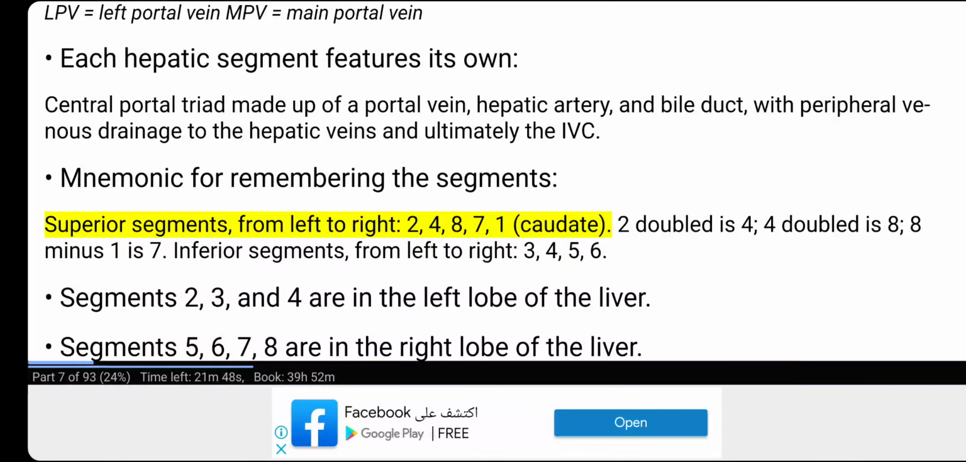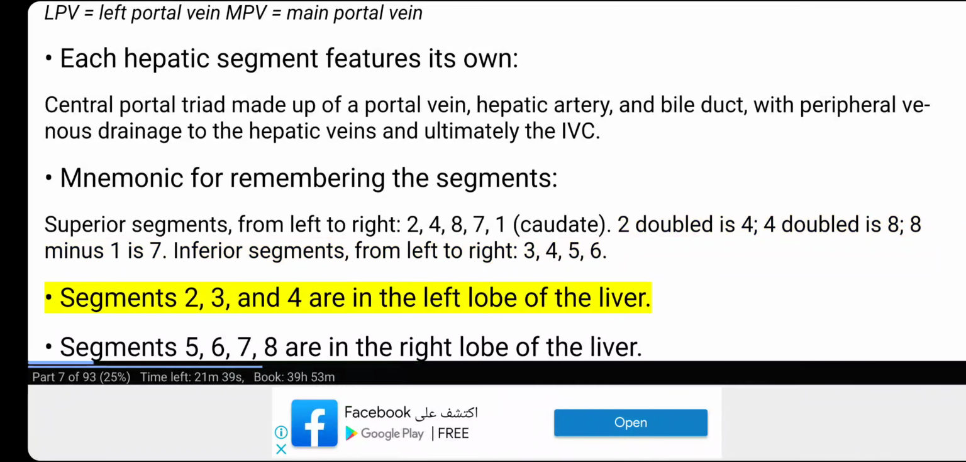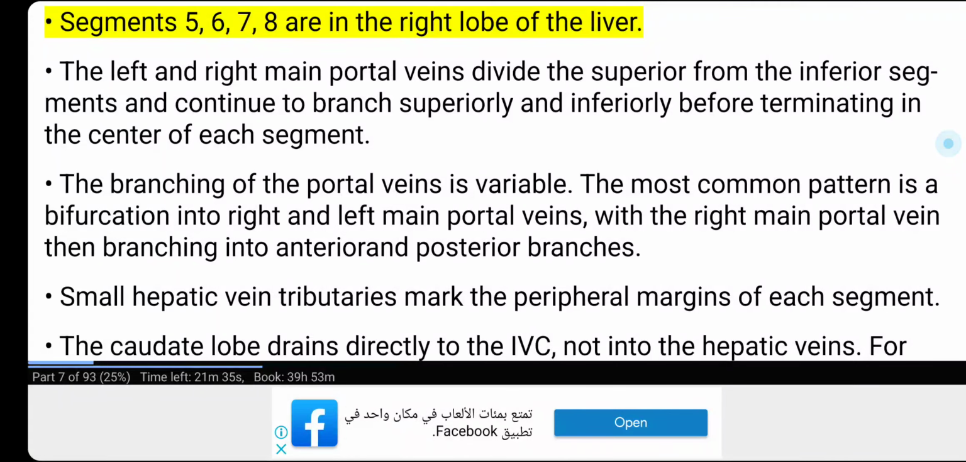Superior segments, from left to right: 2, 4, 8, 7, 1 caudate. 2 doubled is 4, 4 doubled is 8, 8 minus 1 is 7. Inferior segments, from left to right: 3, 4, 5, 6. Segments 2, 3, and 4 are in the left lobe of the liver. Segments 5, 6, 7, 8 are in the right lobe of the liver.